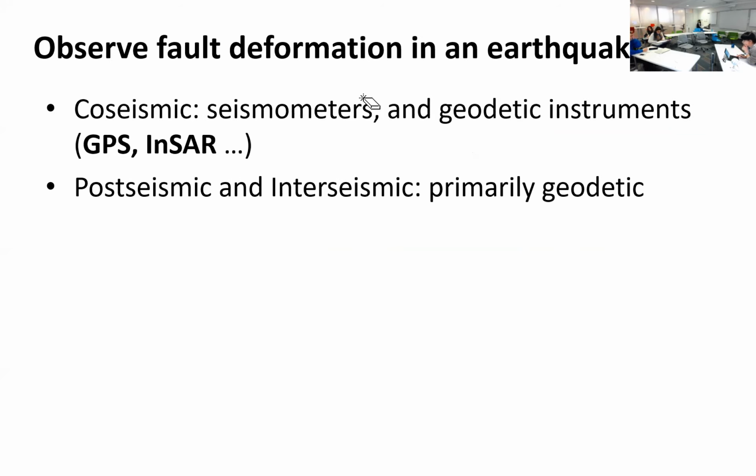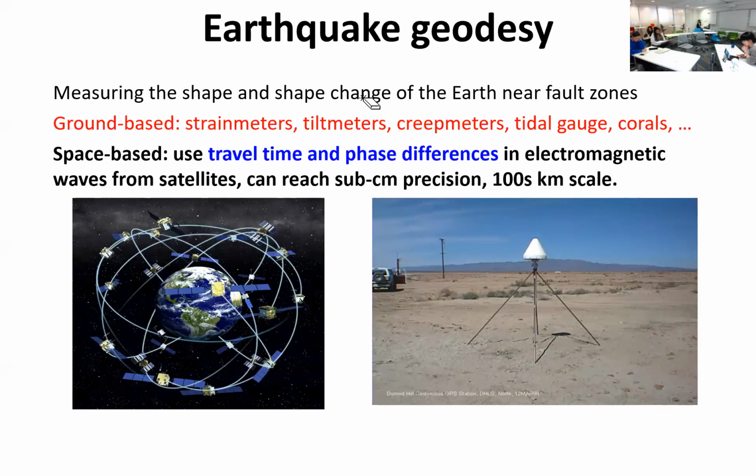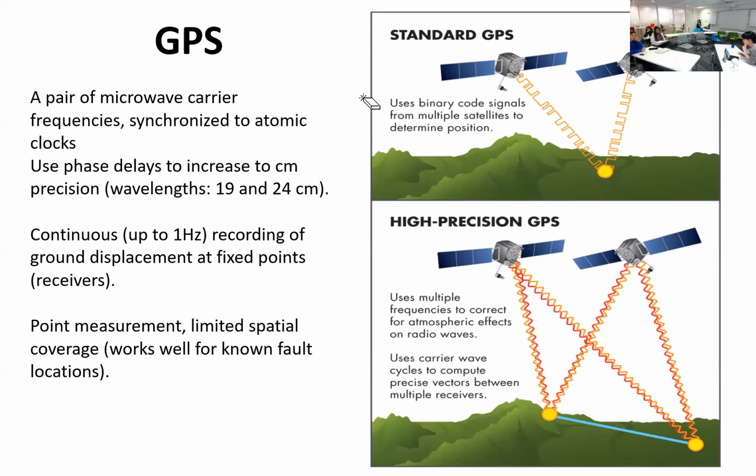There are lots of geodetic measurements that we could talk about, but I think primarily we're going to rely on GPS and InSAR for earthquake type of deformation. And we'll probably touch a bit on the other types like creepmeters at the end. So I think everybody is familiar with the idea of GPS. It's basically using a group of satellites to track the relative motion between two points on the surface of the Earth.